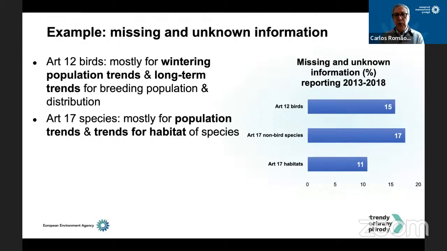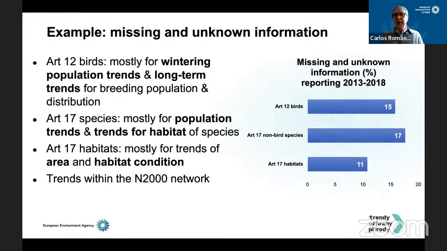One of the aspects I wanted to highlight here is the main missing and unknown information for the habitat types, where in general, for the trend in the area of the habitat type, there is a large percentage of missing or unknown information, and also for the habitat condition, which is one of the aspects used to evaluate the structures and functions of the different habitats, which is one of the parameters to evaluate the conservation status. And of course, we are also missing trends within the Natura 2000 network.